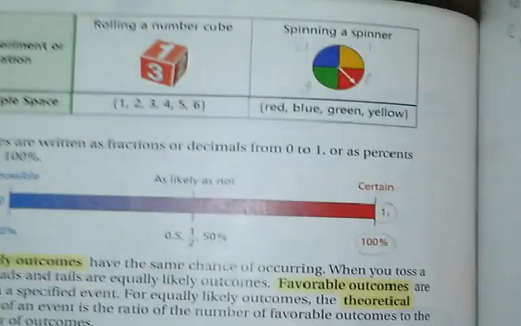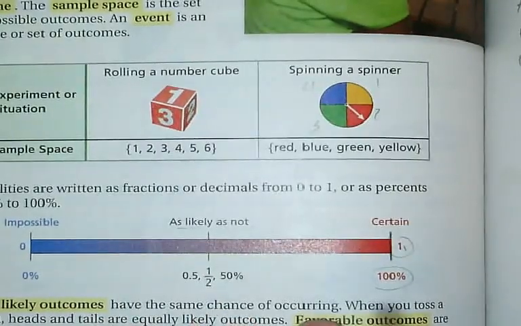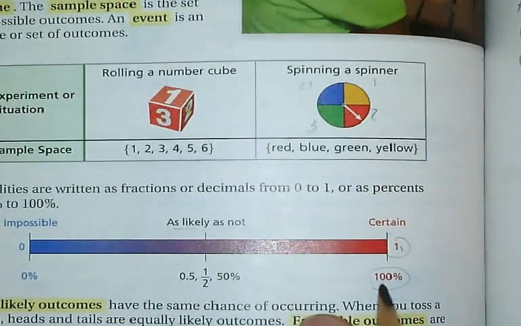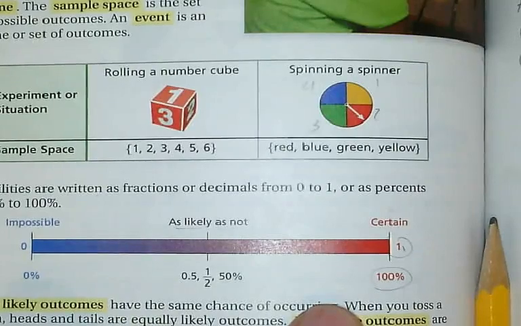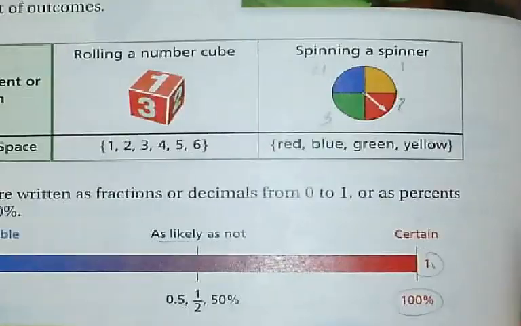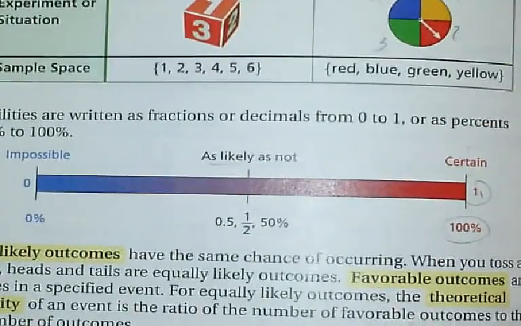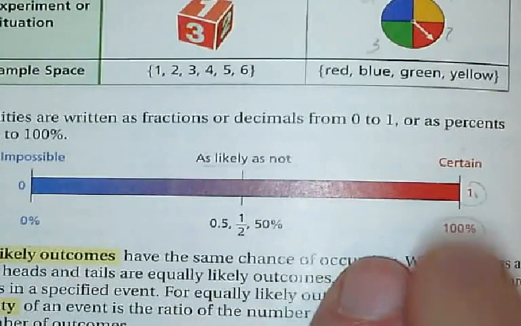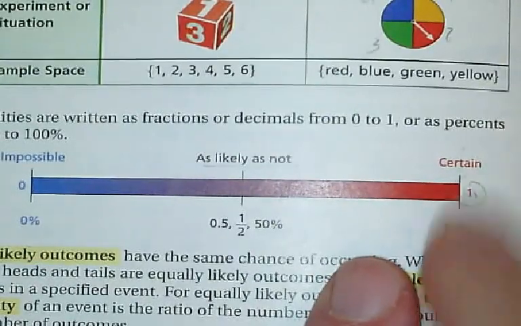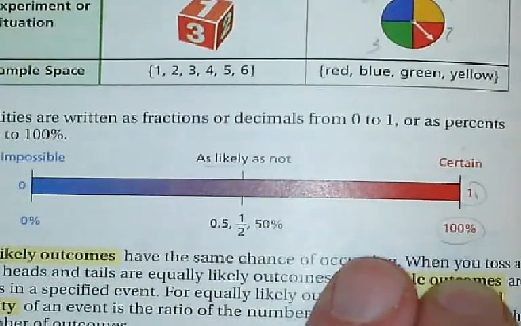Oh, I forgot to show you that. Over here, see, the bigger the percent, the more likely it is to happen. So here's 100%. Let's zoom in on that. There we go. 100%, it's guaranteed to happen. Like the sun's going to come up tomorrow, that's 100%. The probability of the sun coming up tomorrow.